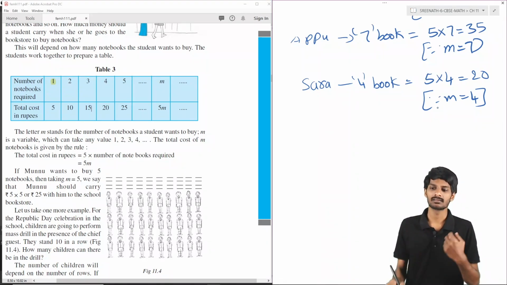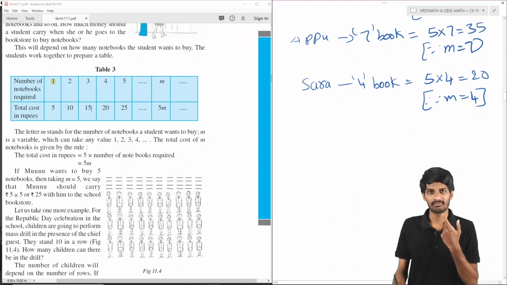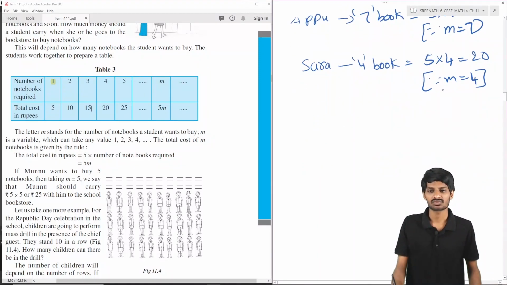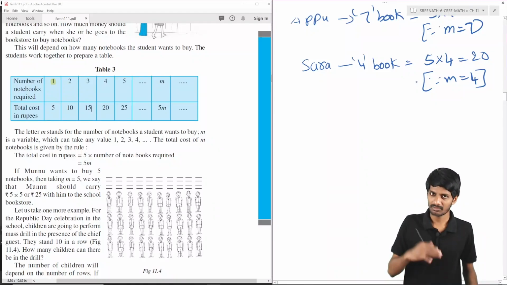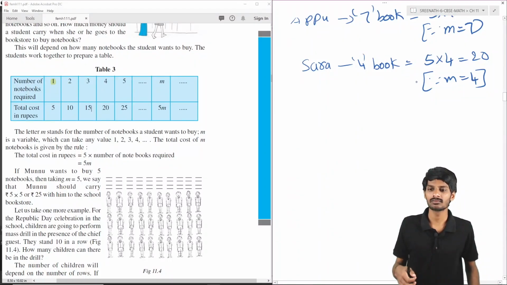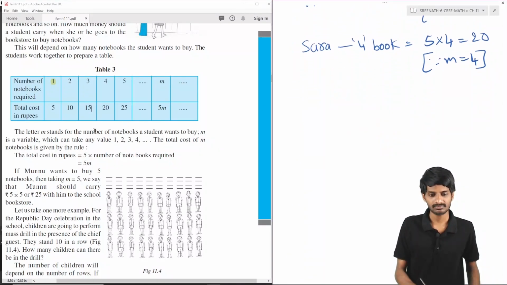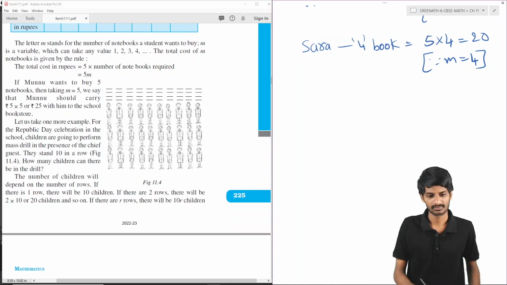Why? Because it may take any numerical values. Here it has taken 4, it has taken 7, it has taken 5. That's why we represent variables with letters. So variables are nothing but numbers, but we don't know the exact value and the value changes. That's why we express it with a common letter, like that students.